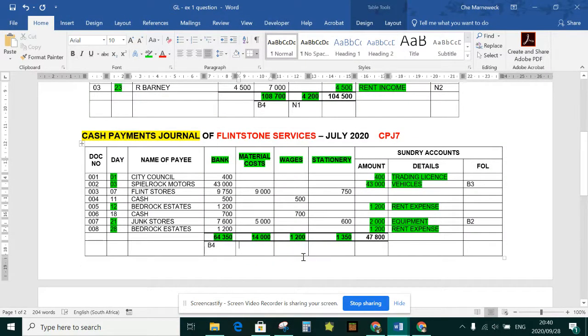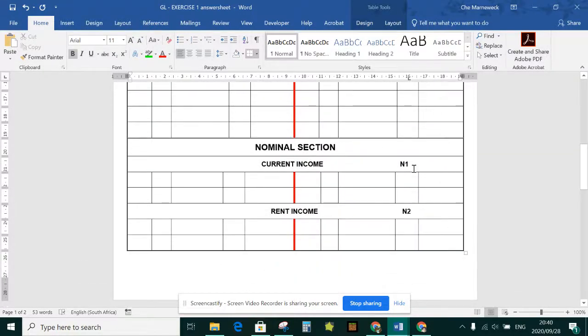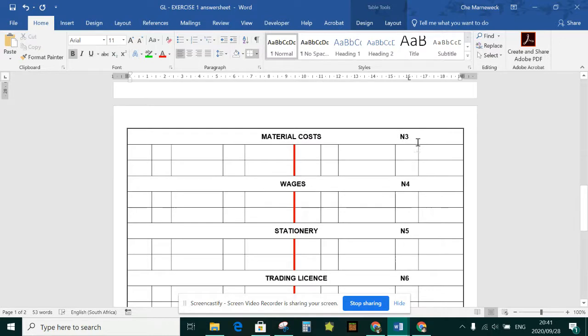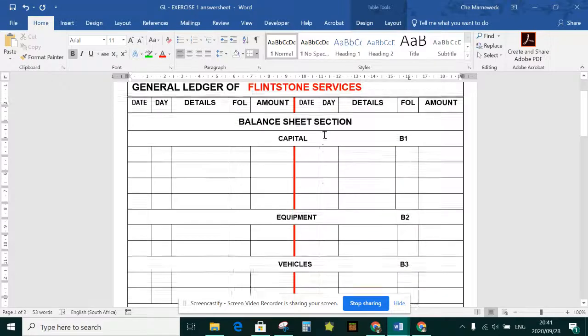expenses. So material costs come after N2, so N3. After N3 comes N4. After N4 comes N5. Move up here. After N5 comes N6. And after N6 comes N7. And I look, rent expense is listed twice. So I repeat the code if it's the same account. Those codes match up: B1, B2, B3, B4, N1, N2, N3, N4, N5, N6, N7. Those are our accounts from our journals.